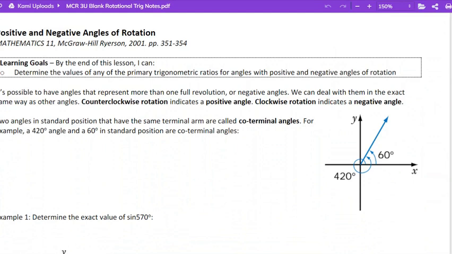In physics, do you ever use negative as a direction? Yeah, you do, right? So this is similar. If it's a positive angle, that's just telling us it's rotating counterclockwise. If it's negative, it's just telling me it's rotating clockwise. So let's make a little note here that a positive angle is counterclockwise. A negative angle is clockwise.